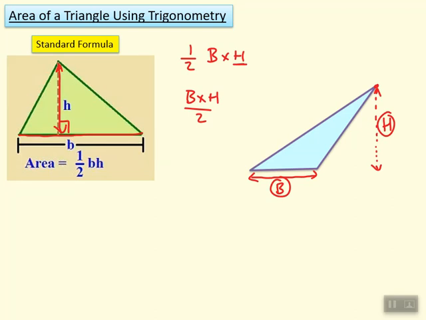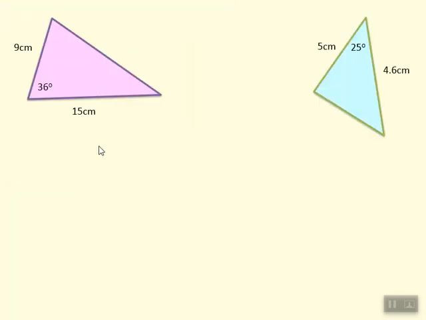But what do you do if you have something like this, where you've got the base, but the height is unknown? So you don't know the height. And the other information is that you've got the 36 degrees and 9 there. Or what do you do here, for example?